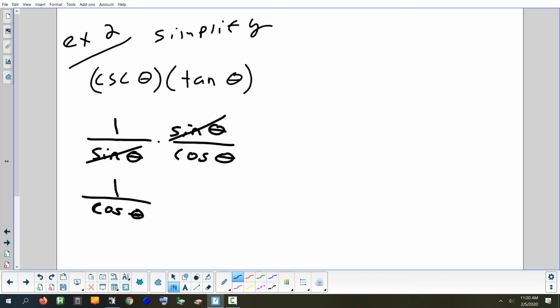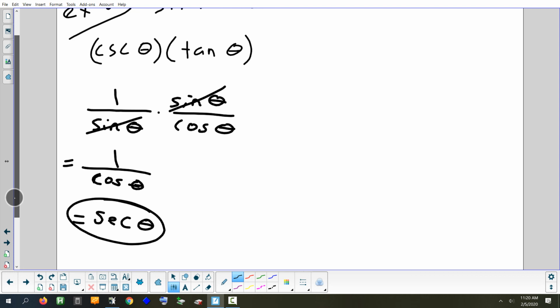Now the question could go through your head, should you stop there? Maybe, but I think if you can write something so that it's not a fraction, that is simpler than having a fraction. So what is 1 over cosine? The same as... Yep, secant. So if you had a problem that required you to take the cosecant of an angle and multiply it by the tangent of an angle, you could do the same thing a lot simpler by just taking the secant, and you get exactly the same answer. Questions on that?